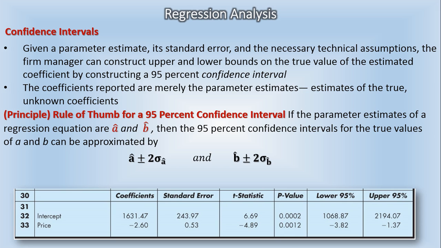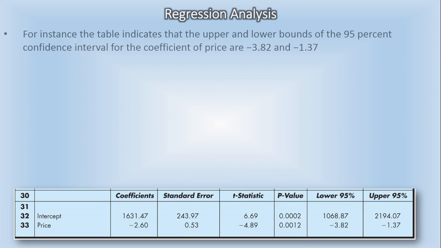Any questions about this? With this stuff, it's important. What I expect you to know is what they mean, and here I would expect you to know how to calculate the upper and lower bounds for the confidence intervals. As I go through, I'll highlight the things that I expect you to know. So again, these are the standard errors of A hat and B hat.